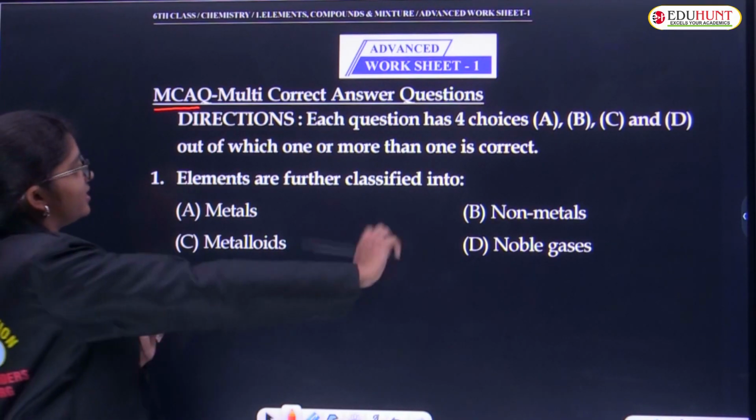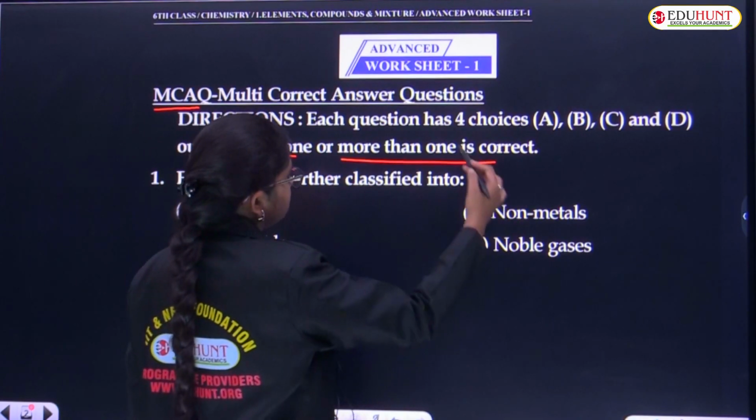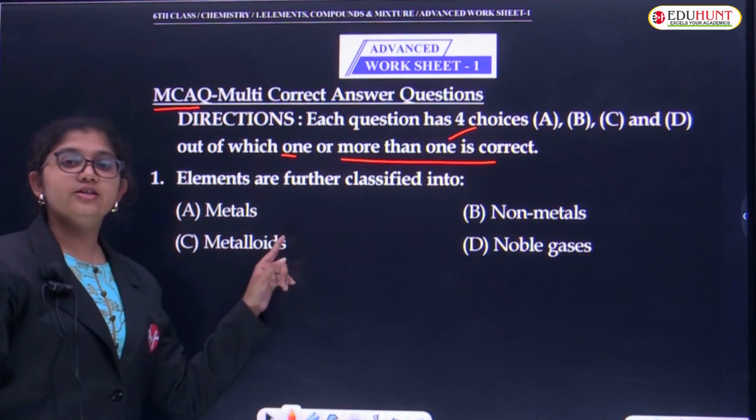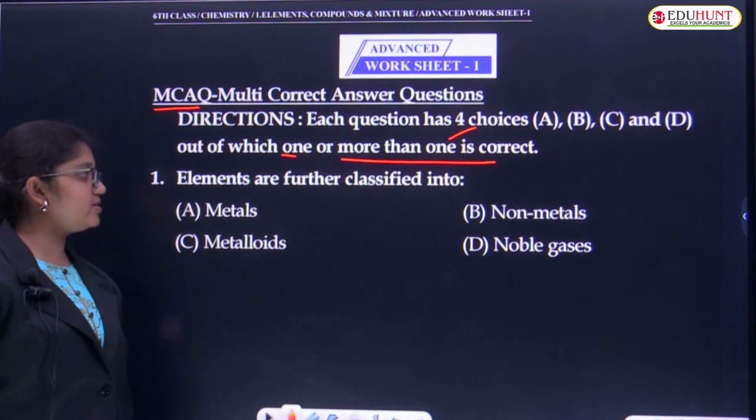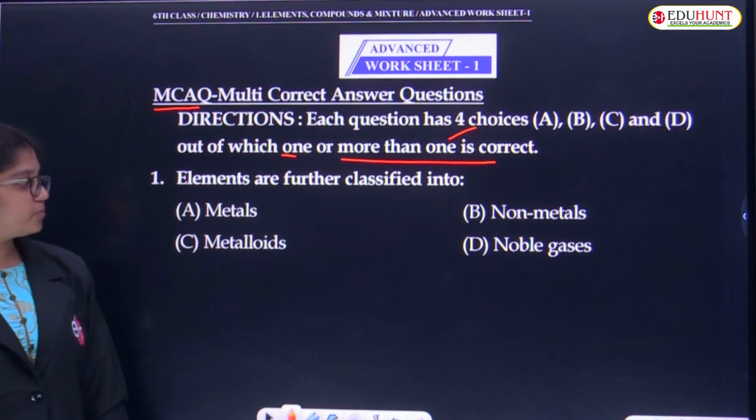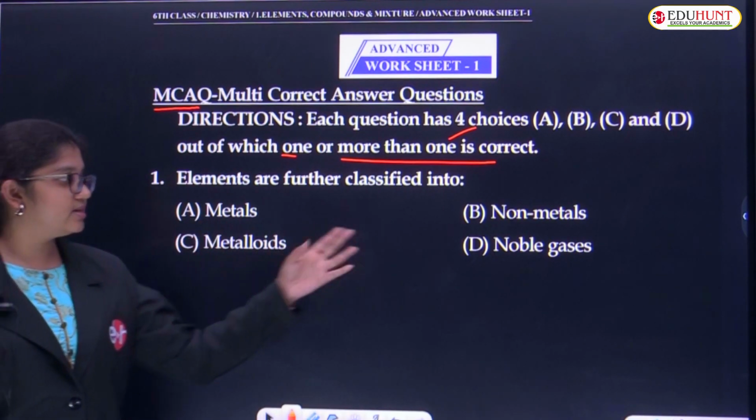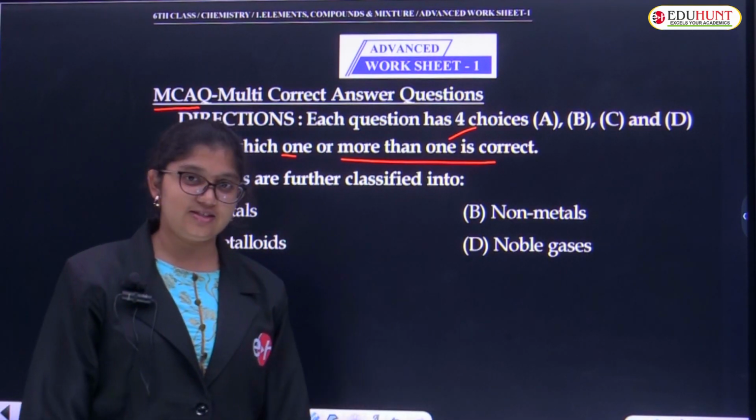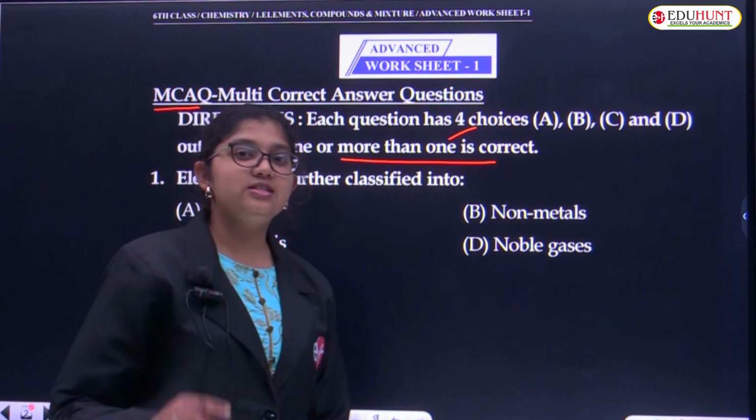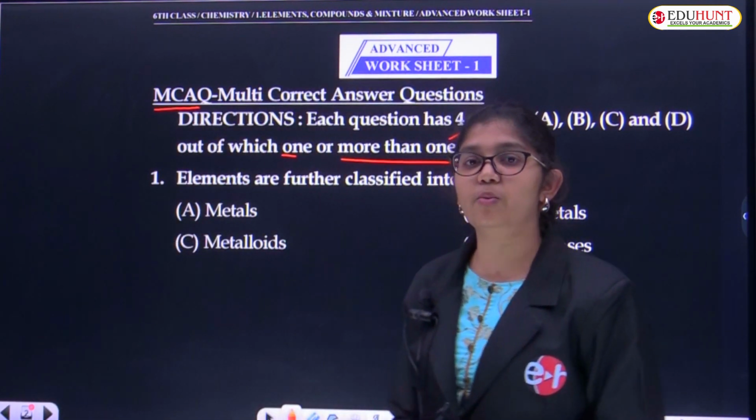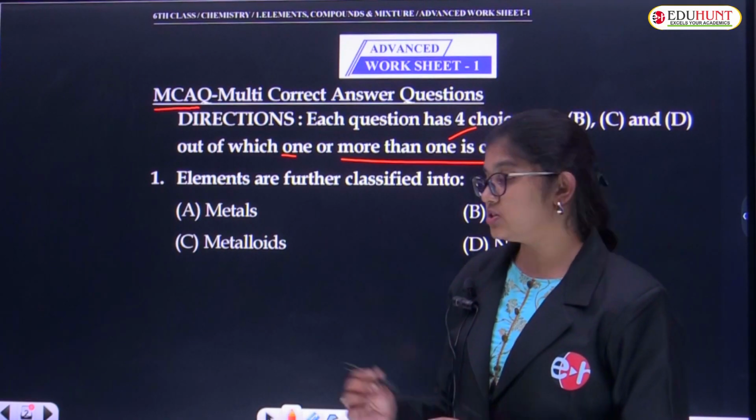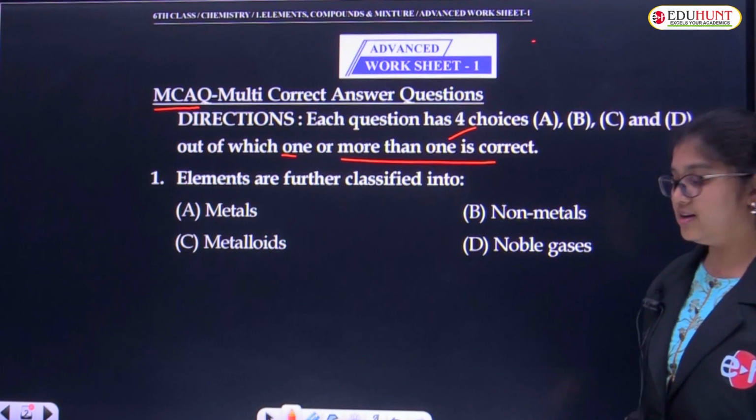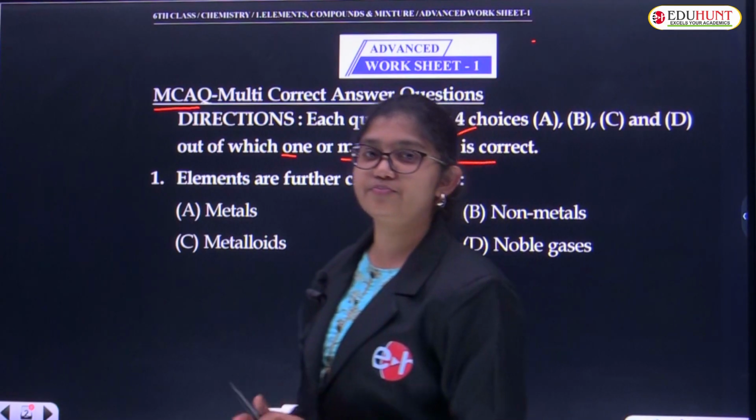Children, in the first directions, here we gave one or more than one correct. We'll go one by one. The first question: elements are further classified into. The very first question is, elements are further classified into. The options here we go: option A metals, option B non-metals, option C metalloids and option D noble gases. So what is the answer now? It is a multi-correct, right? Yeah, fine. So how many options are correct? It may be more than one. So look carefully, what are the right options here we go? Metals, non-metals, metalloids and noble gases.